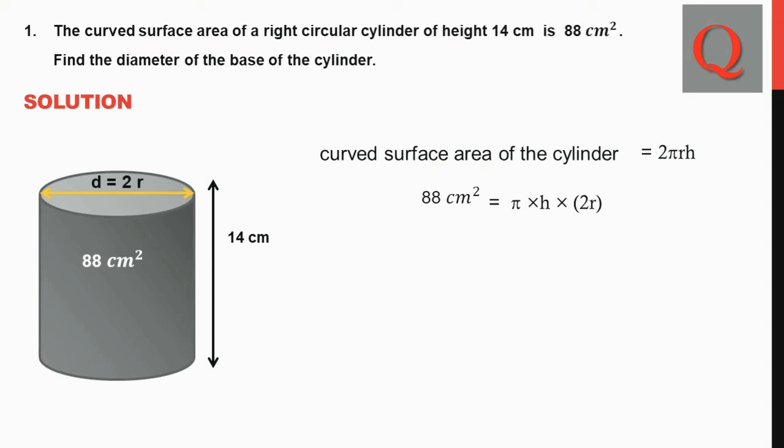Rearranging 2 pi rh as pi into h into 2r. Why 2r? Because 2r is equal to the diameter of the cylinder. Placing the values of pi and h as 22 by 7 and 14 respectively, and replacing 2r by d, rearranging for d, we get the required expression. On solving the expression, we get d equals 2 cm. Hence, the diameter of the base of the cylinder is 2 cm.